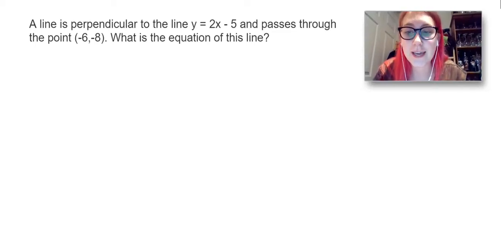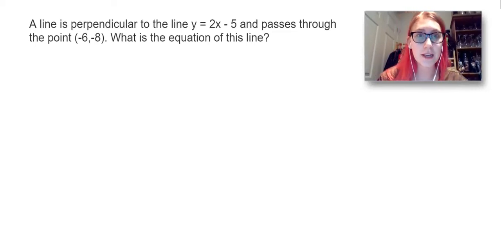So for this question here, we've got a classic find the equation of a line question. It says that a line is perpendicular to the line y equals 2x minus 5, and it passes through the point (-6, -8). And we want to find the equation. So it seems like we don't know much about this, but in fact we do, and we can definitely find the equation of this line just from the information given.